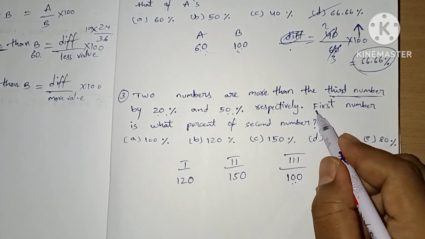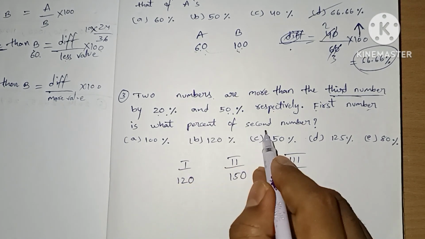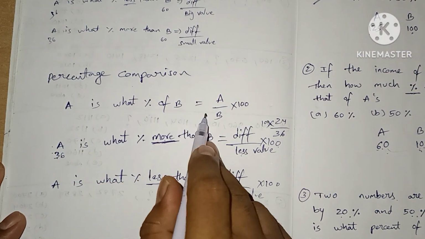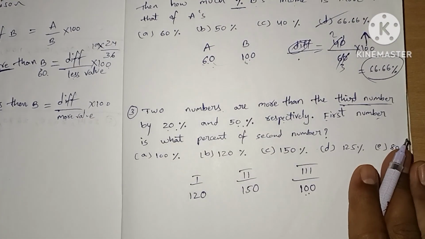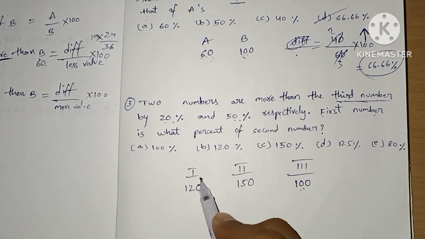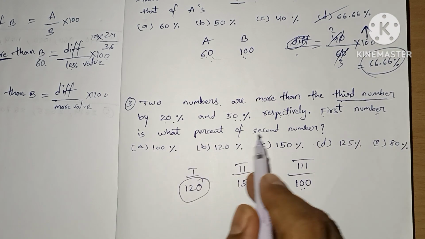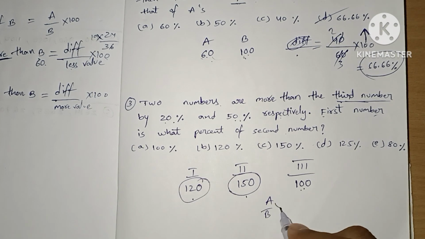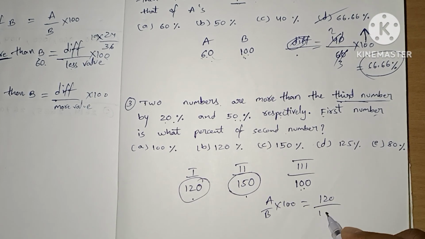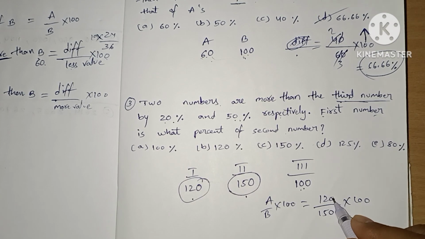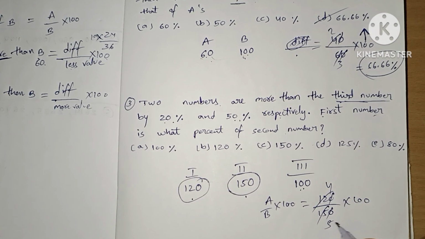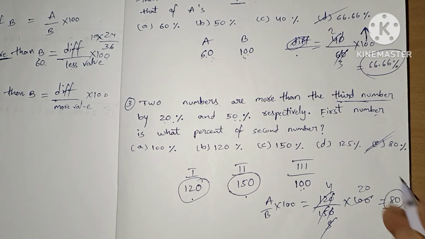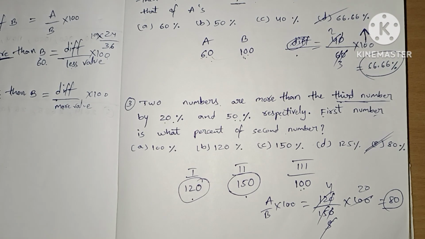Now the question asked is, the first number is what percent of the second number? We already learned the first formula. A is what percent of B, then we will do A by B into 100. And here it is the same. The first number is what percent of the second number. So this is A and this is B. We will do A by B into 100. So 120 by 150 into 100. 3 4 times, 3 5 times, 5 20 times. So we get 80% as our answer. Option E.